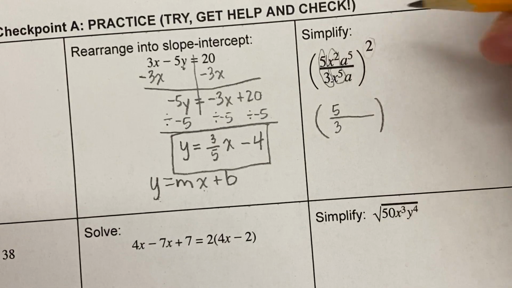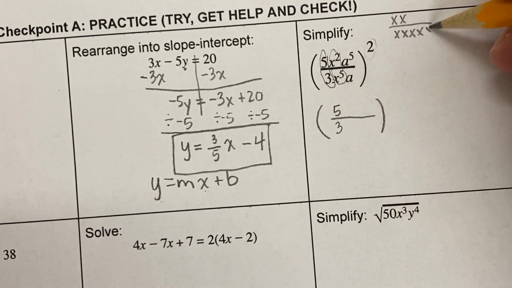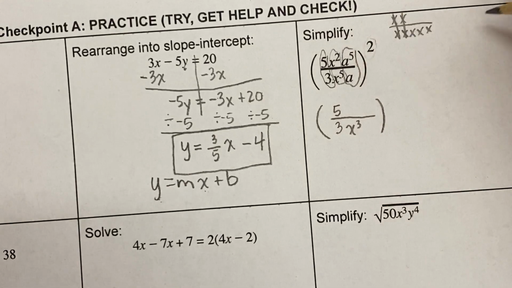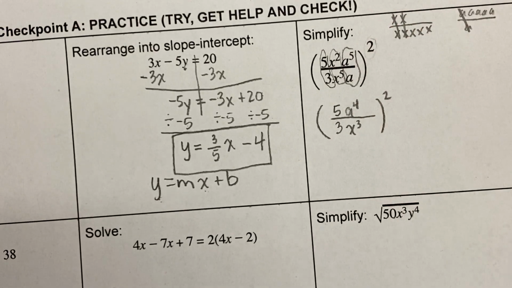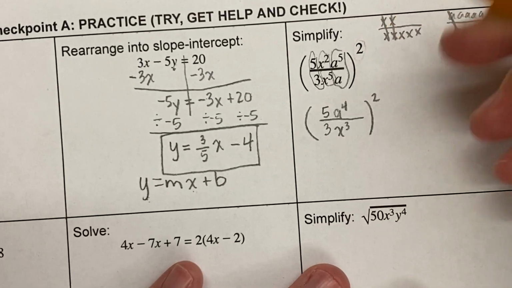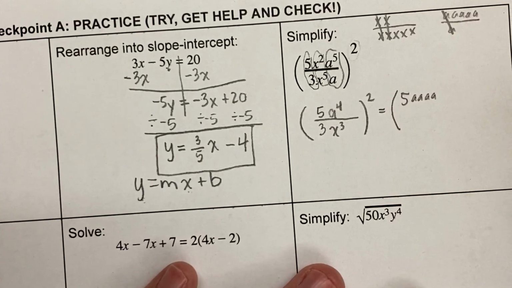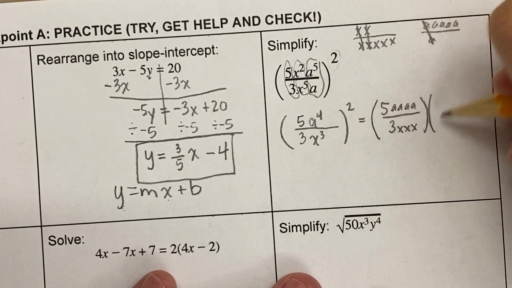Now the x's, okay, the x's are 2 x's on top and 5 x's on the bottom. So that cancels and leaves me with 3 x's on the bottom. For the a's, I have 5 a's on top and 1 on the bottom. So when this cancels, I'm left with 4 a's left over on top. Now, I'm going to square it. So that is this, 5 times 4 a's over 3 times 3 x's twice.